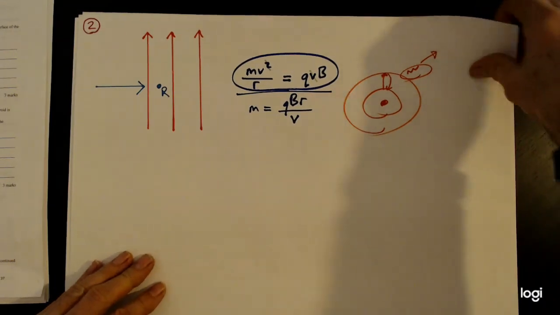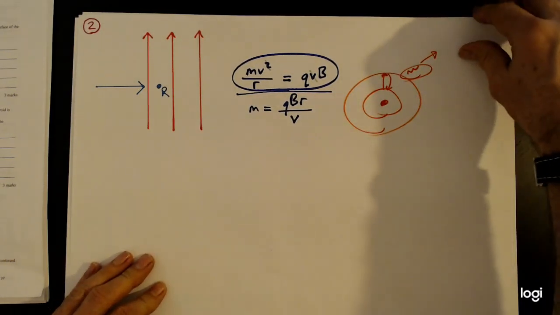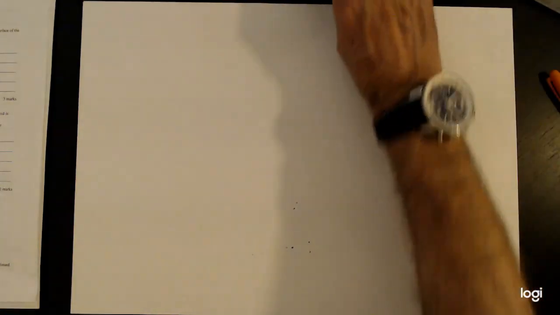Question 3, hang on a second, I'll get rid of it. Question 3, pardon me, a spherical asteroid has a mass of that, and the gravitational field at the surface of the asteroid is that. Calculate the radius of the asteroid. All right, a couple of things here.